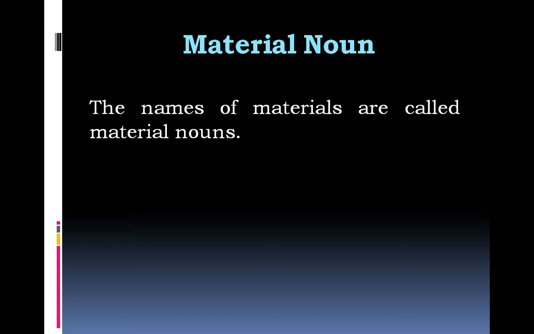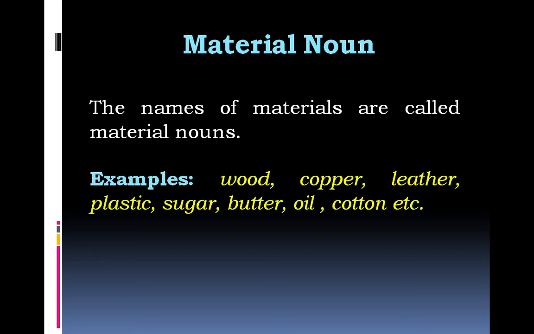The next type is material noun. As the name suggests, the names of materials are called material nouns. Let's take a look at a few examples. Wood, copper, leather, plastic, sugar, butter, oil, cotton, etc. Remember that the names of basic materials only are called material nouns. The names of things or objects made out of those materials are not material nouns, they are mostly common nouns.